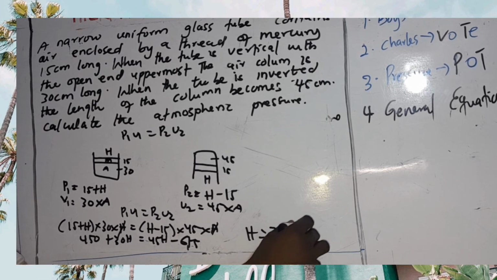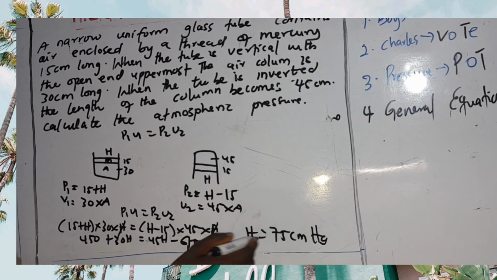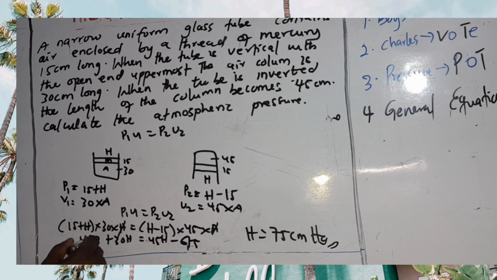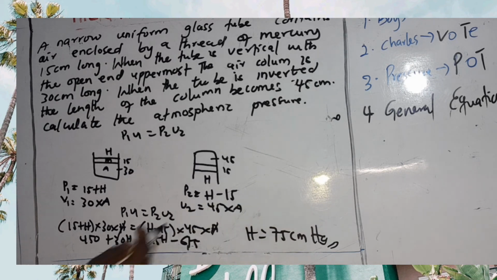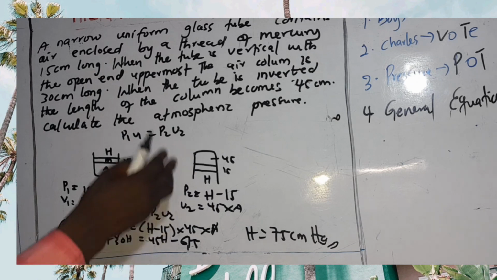75 centimeters of mercury. The 15 is mercury, so that's going to be the answer. If you make H the subject here, you bring this one to this side of the equation, which is going to give you 15, and bring this one to that side. You are going to get H equal to 75 centimeters of mercury, and that's the atmospheric pressure. So that's how we use Boyle's law to solve this one.